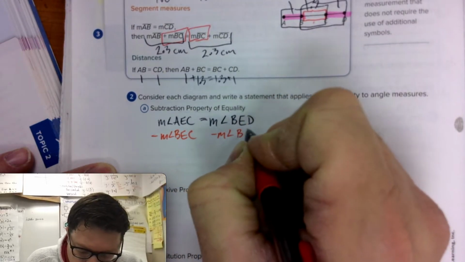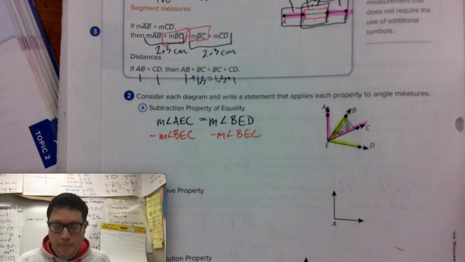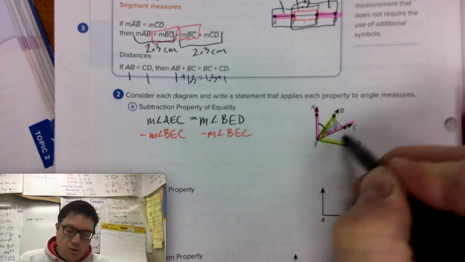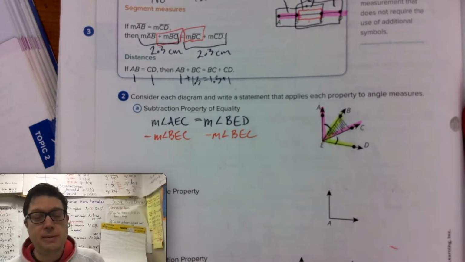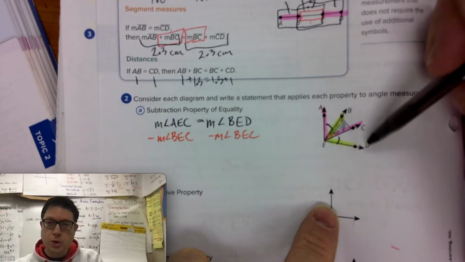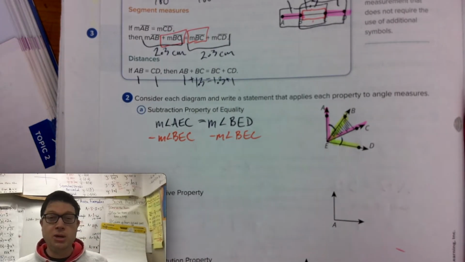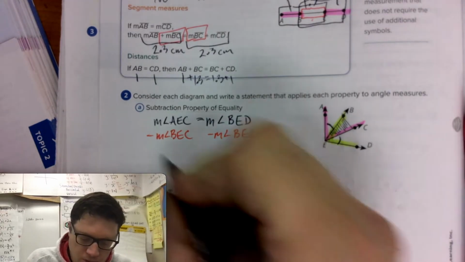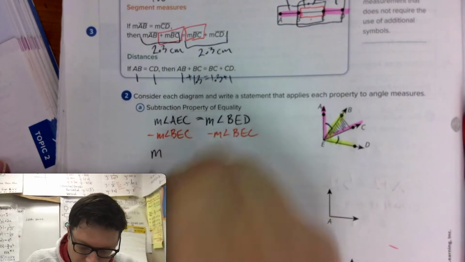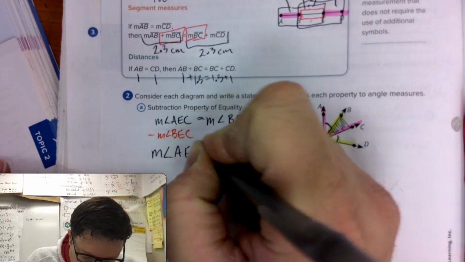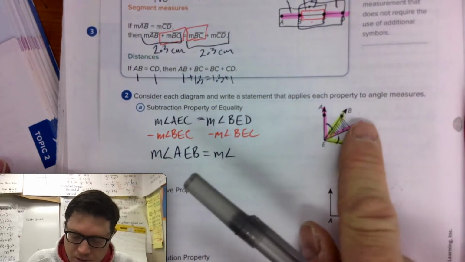Measure of angle BEC. Well, what's left, right? What's left is this angle right here, AEB, and this angle right here, CED. Those are actually the same angle, right? If you started with two angles that are the same, but you take away a common middle that they both share, well, if you share equally and take away equally, then what's left logically has to be equal also. So we have then the measure of angle, this one right here, AEB, is equal to the measure of angle CED.